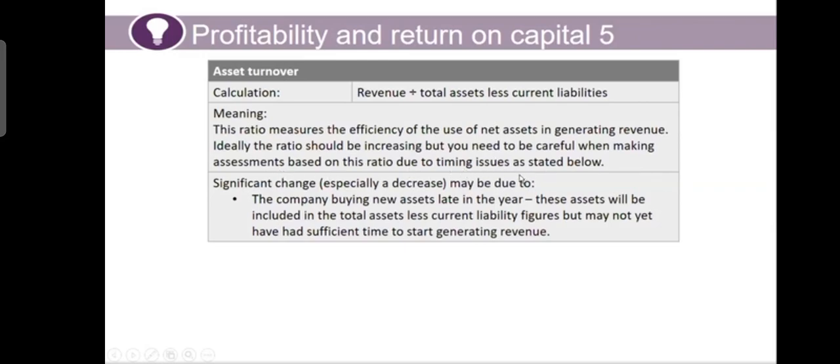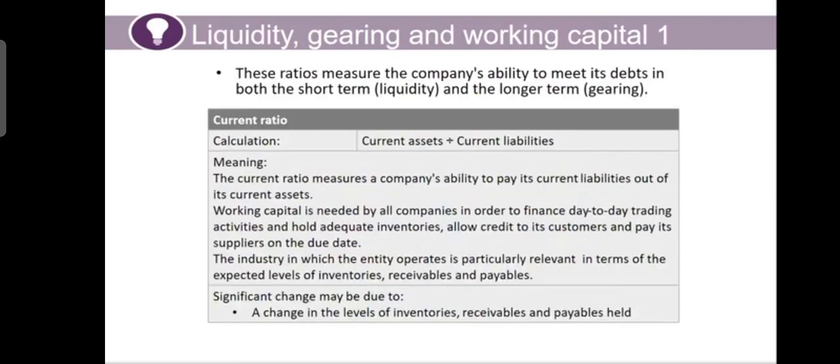Timing issues means if you are purchasing an asset at the end of the year, the asset will be added here, but revenue will not be increased. So it tells us how efficiently we are using our assets to generate revenue. Then you have liquidity, gearing, and working capital.